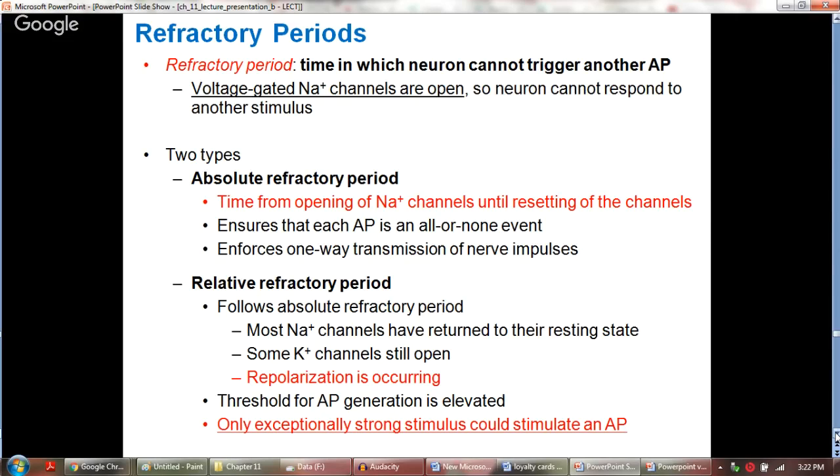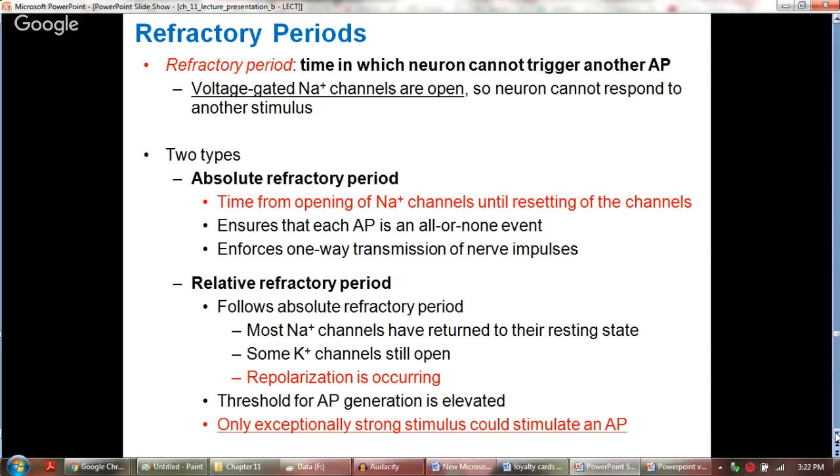The threshold for action potential generation is elevated in the relative refractory period. But the exception is that if you can provide a strong stimulus during the relative refractory period, you could stimulate an action potential.